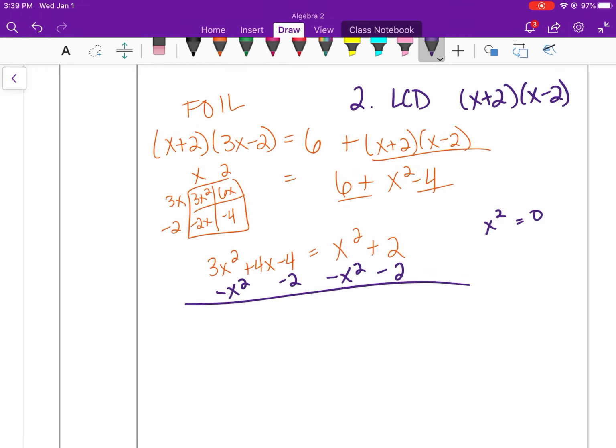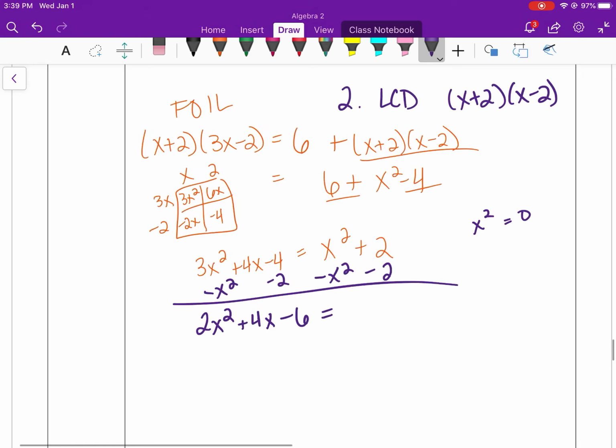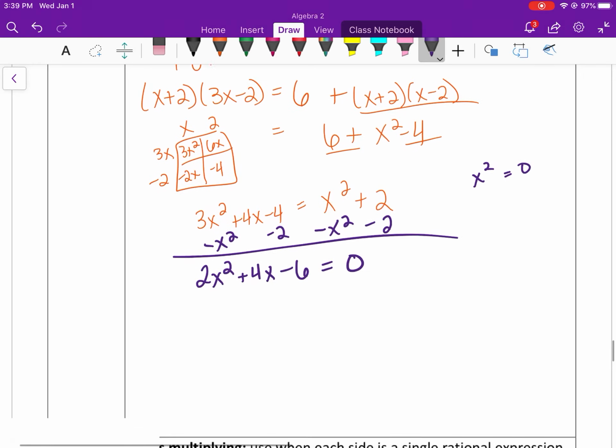So 3x squared minus x squared is 2x squared. The x squareds don't cancel. It's 3x squared minus 1x squared. And then I have a plus 4x, and then negative 2 minus 2 is negative 6 equals 0.